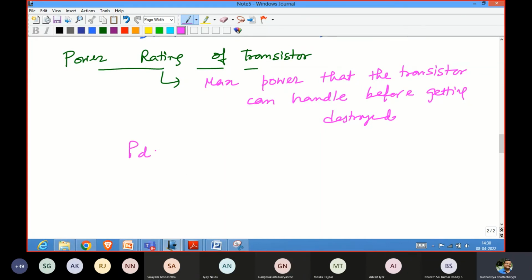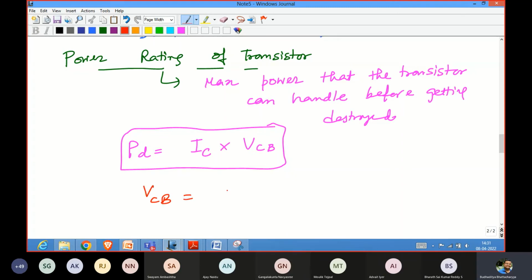Simply, what we can do, a simple equation: PD is equal to the collector current IC times the voltage VCB. So this is the equation for power rating. So it's collector current times the collector to base voltage. And if you observe the collector to base voltage VCB, suppose we look at VCE, collector to emitter, that is equal to VBE plus VCB. So this is how the VCE is generated. Collector to emitter terminal, this is base to emitter plus collector to base. This is what we can observe.